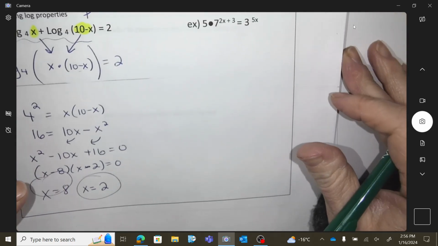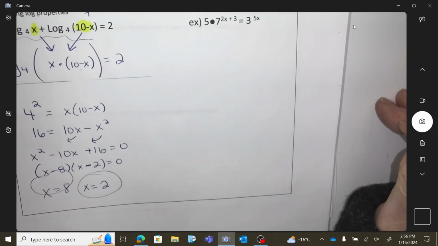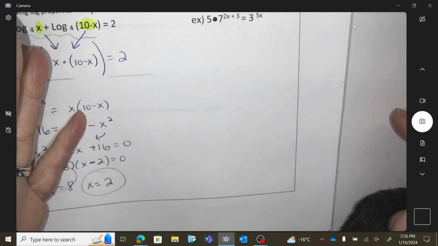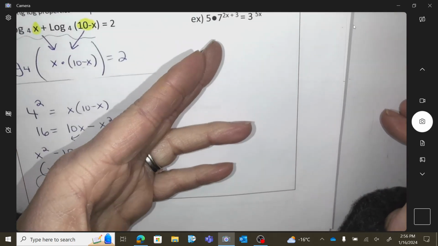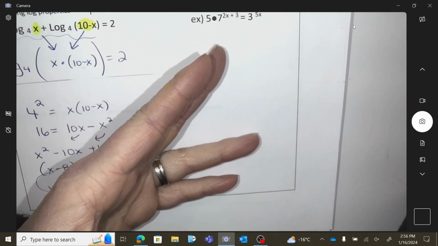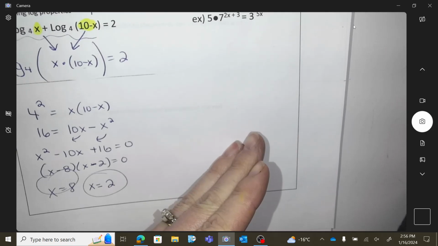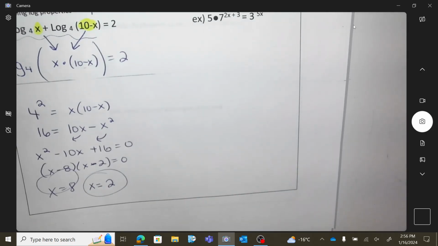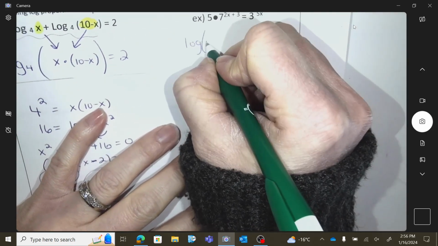Okay, now we're going to go the opposite. This is an exponential equation. So what do you think I should do if it's exponential? Do something with logs. So I'm going to log.